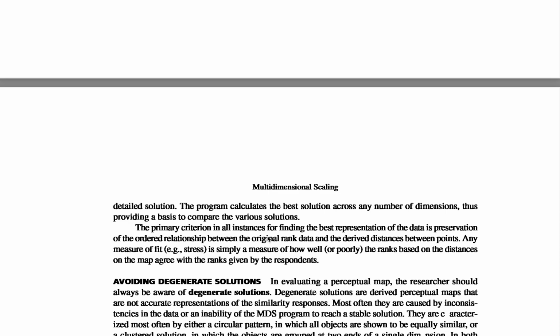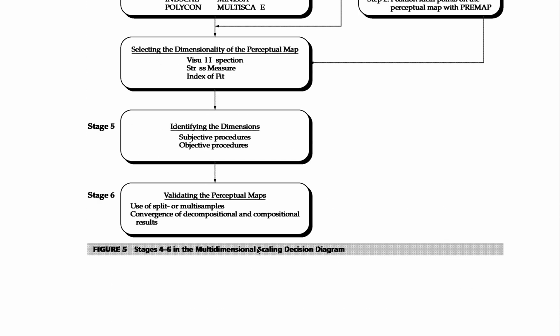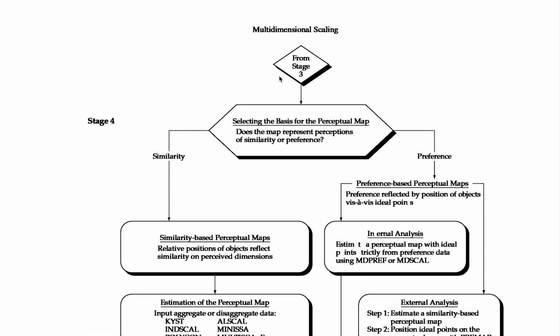The primary criterion in all instances for finding the best representation of the data is preservation of the ordered relationship between the original data and the derived distances between the points. Any measure of the fit is simply a measurement of how well the rank based on distances on the map agrees with the rank given by the respondent. This is from stage 3 and stage 4.